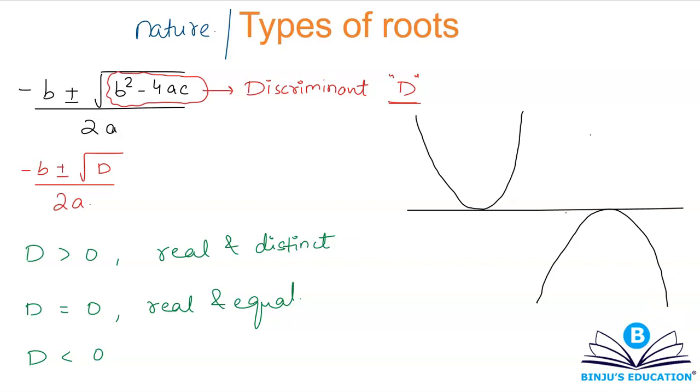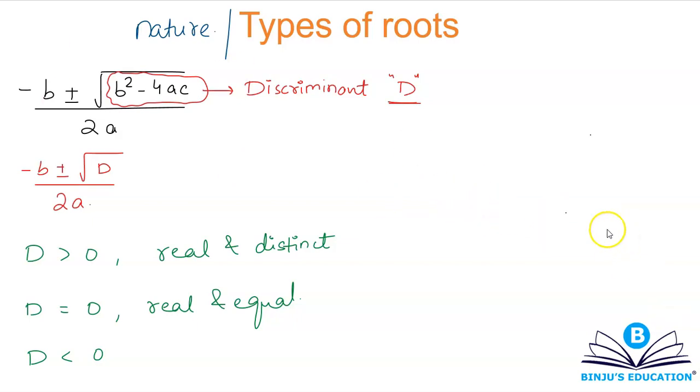Alright, last case is when D is less than 0, or the discriminant is negative. If your discriminant is negative, then the roots are imaginary. So let's take an example.